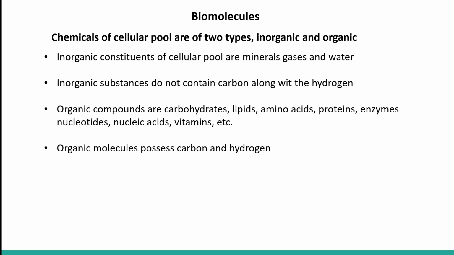Chemicals or the cellular pools are of two types. We have two types of cellular pools present in a cell, that is, inorganic and also organic. Inorganic constituents of the cellular pools are minerals, gases and water. These are the three different forms of the inorganic component present in the cellular pool.